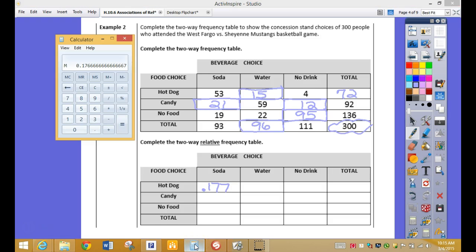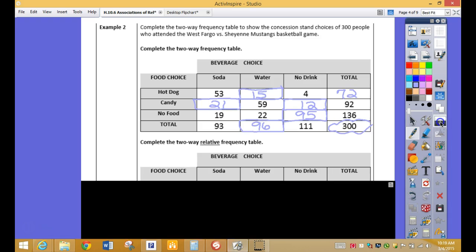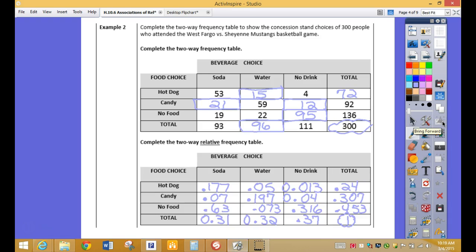Alright. So I'm going to give you a couple minutes to finish and fill out the frequency table, and then we'll answer the association questions to see what we come up with. Okay, I filled in my relative frequency table, and I purposely put 2 mistakes in there. Who can find my mistakes?